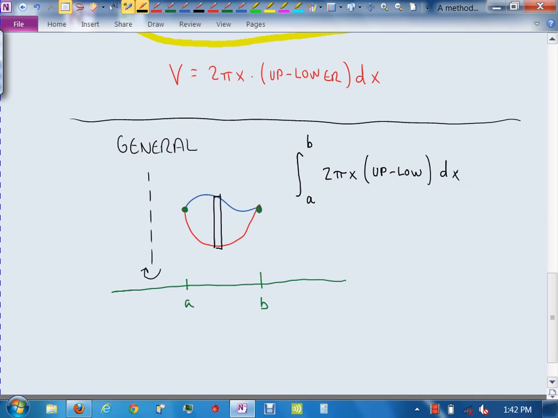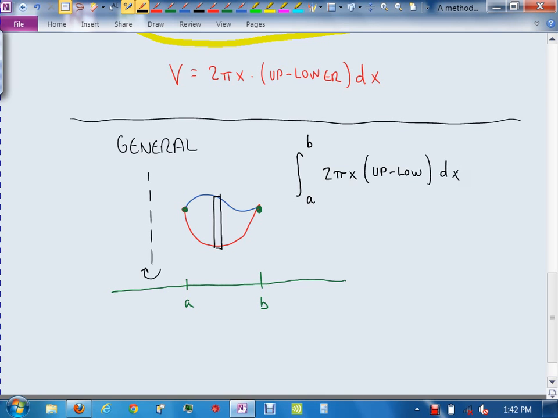That's a general formula. The 2 pi could come out of this integral. Yep. So that's very different than the last formula, right? But it gives us the same volume. Okay?